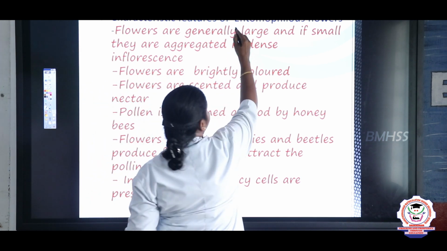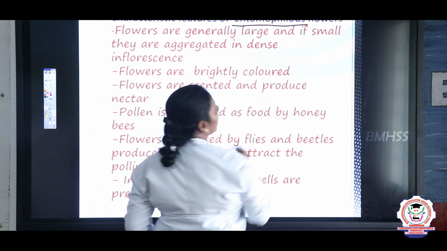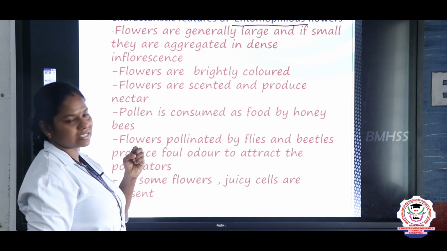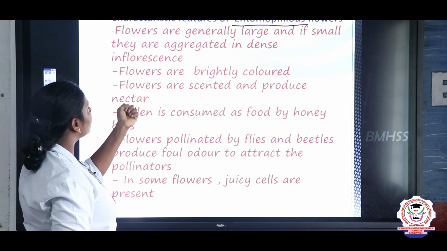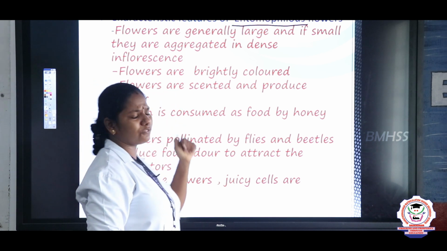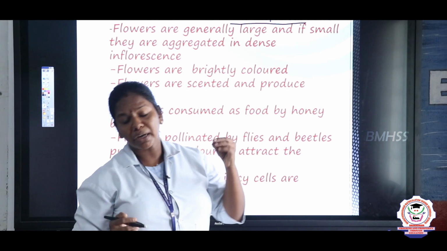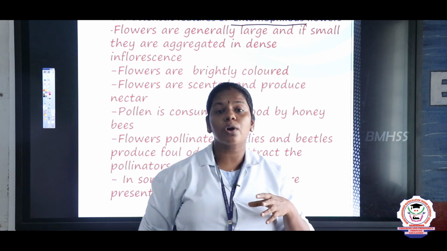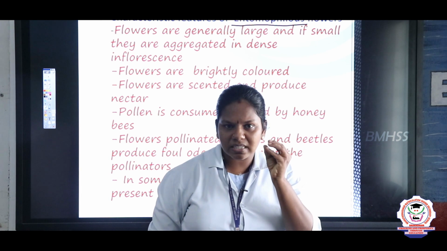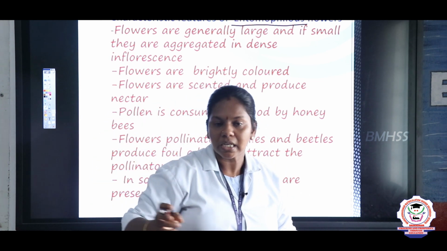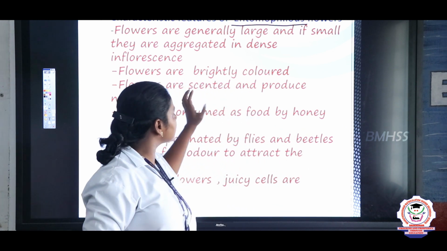Okay children, now we are going to see the characteristics of entomophilous flowers. What is entomophily? Insect pollinated flowers. They should be very large, and if they are small, they are aggregated in dense inflorescence. What is the meaning of this, children? Sunflower is very big, but in the case of bougainvillea, small flowers are attached in the same inflorescence. We can see a bunch of flowers together.